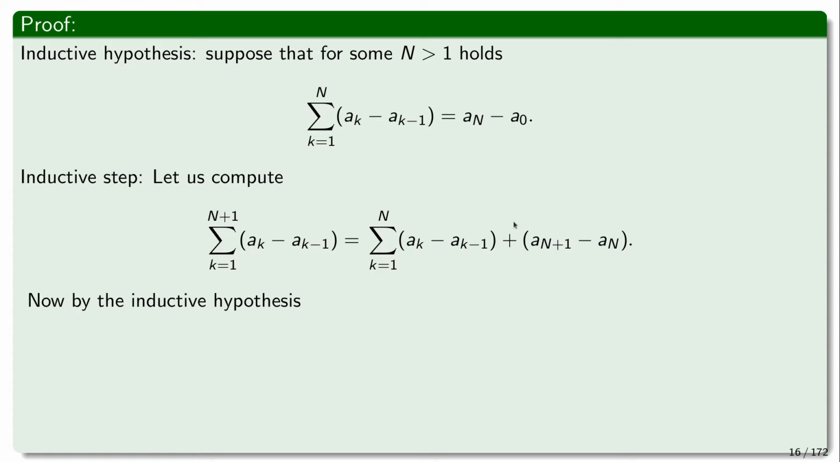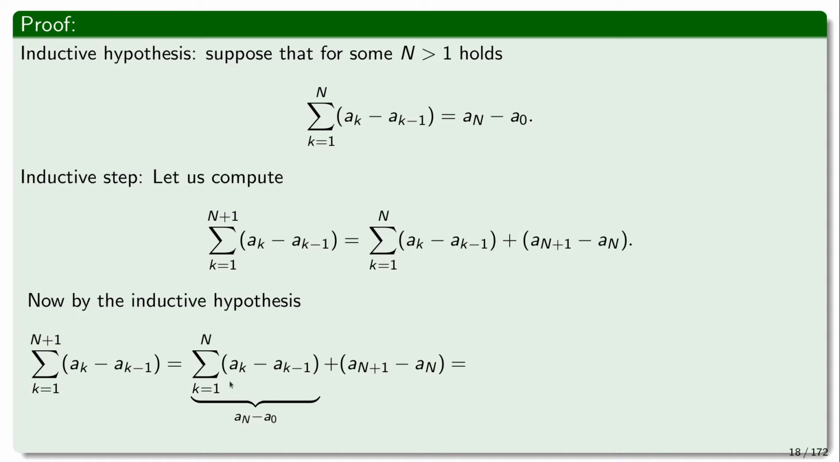So essentially, by the inductive hypothesis, we know the value of this sum. It is a_n minus a_0, the last term minus the first term. And now we're going to see the same phenomenon once again. So this a_n is going to get canceled out with this a_n, and this a_{n+1} is going to remain, and so is going to remain this a_0. So the sum is going to be that. So here's another proof, which is very rigorous.